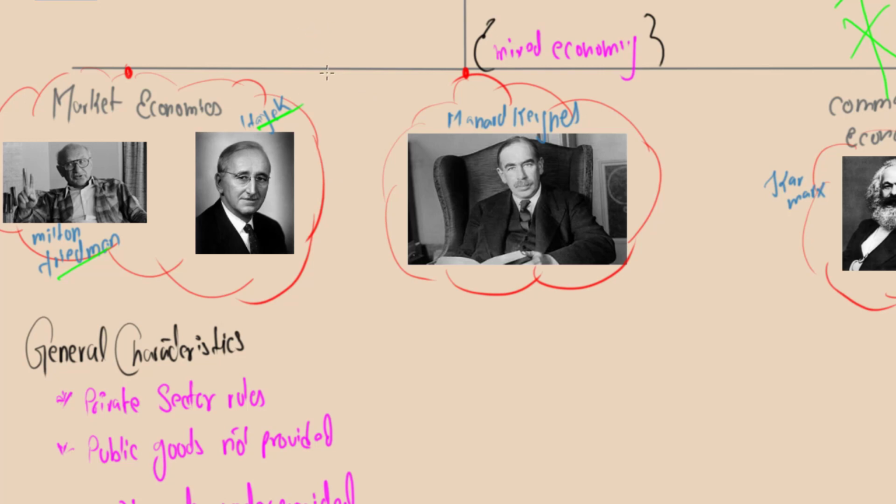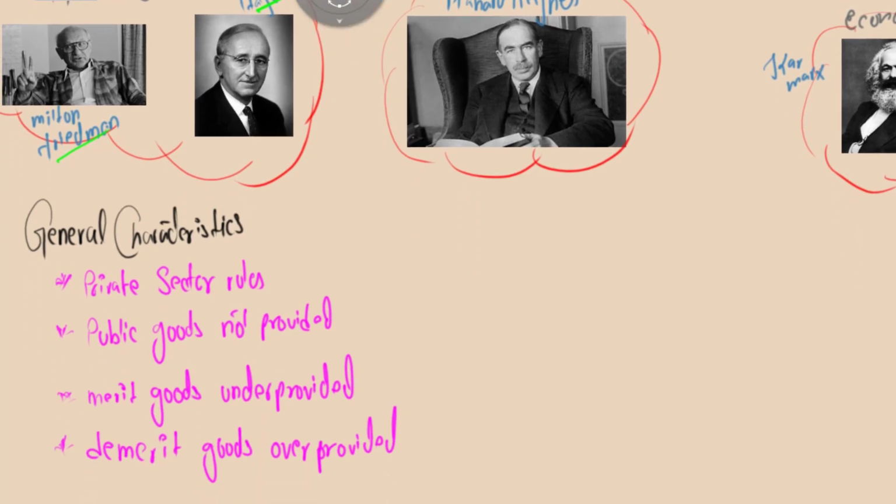So market economies, their general characteristic is, firstly, that most of the economy is ruled by the private sector. The private sector has the majority of control. When I say majority, I'm usually talking about like 70% control by the private sector. Private sector means private individuals, businessmen, and people like that.